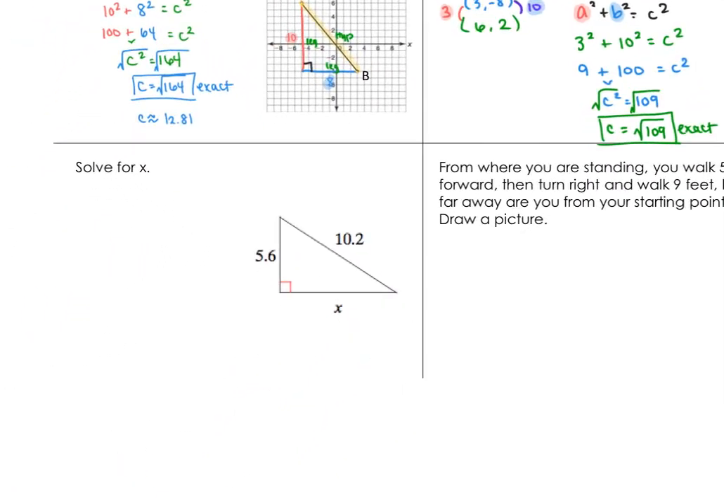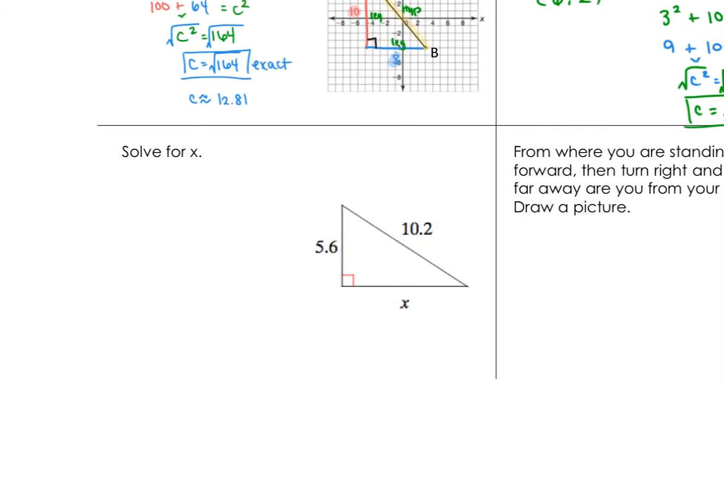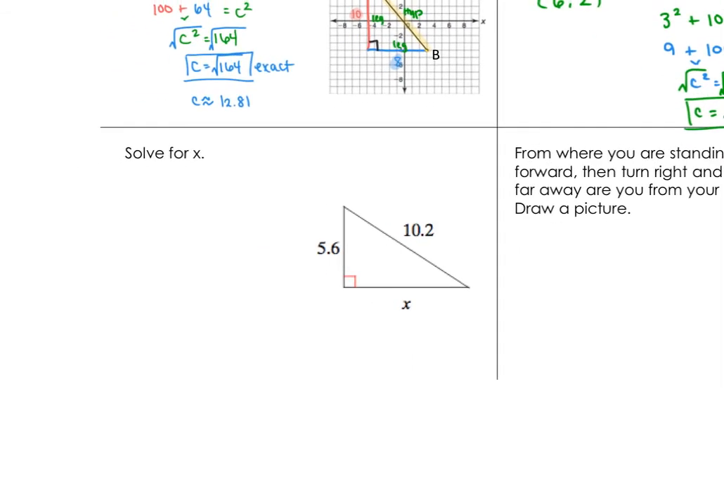So now let's look at just some regular Pythagorean theorem problems where we're given a triangle. So looking at this one, I have my two sides, so this is A and this might be B. So it actually doesn't matter which side's A, which side's B. And then this side right here is my hypotenuse, this is C. So using Pythagorean theorem, it's going to be 5.6 squared plus x squared is equal to 10.2 squared.